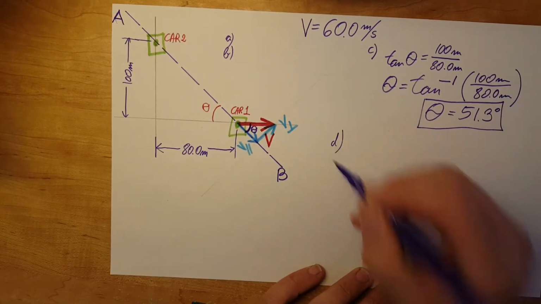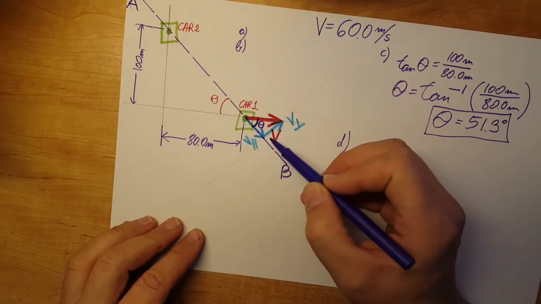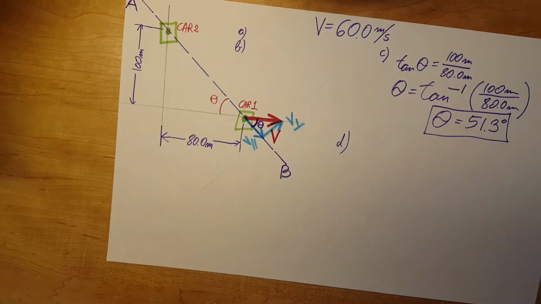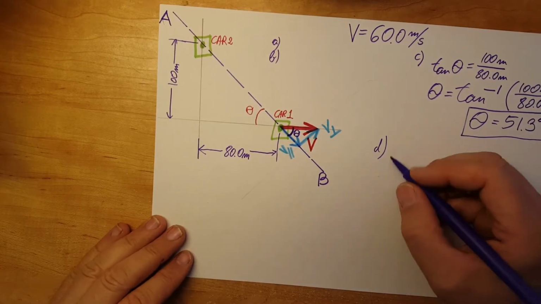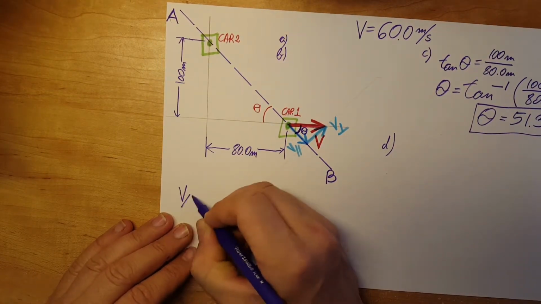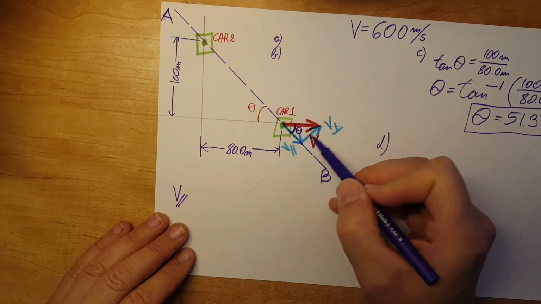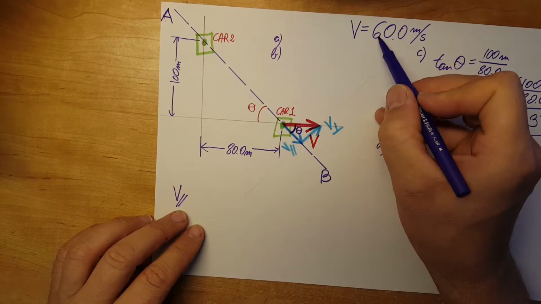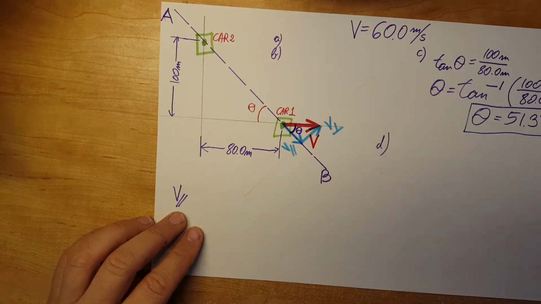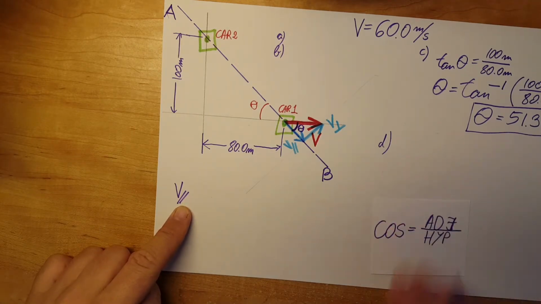Okay, part D. Part D is asking us to describe each component, the V parallel and V perpendicular, with a trig function first, and then calculate its actual value. So let's go ahead and start with V parallel. We're going to work in this triangle right here. We have our main vector, the V, is given, it's 60 meters per second. And to calculate the V parallel, we're going to use cosine. Cosine is adjacent over hypotenuse.